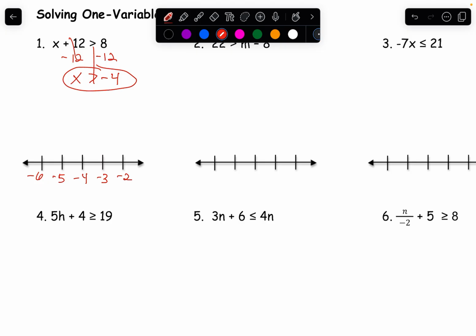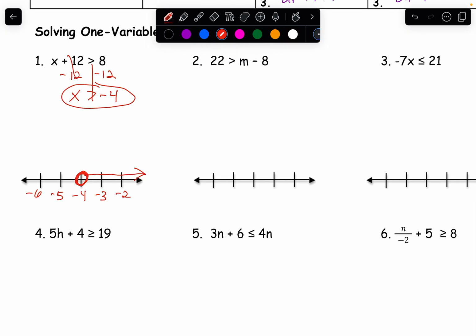All right, so if it has to be greater than -4, that means -4 is not a solution, so we're going to represent that with an open circle, but anything greater than -4 is a solution, so there should be an arrow going to the right. So that's how we could visually show our solutions.